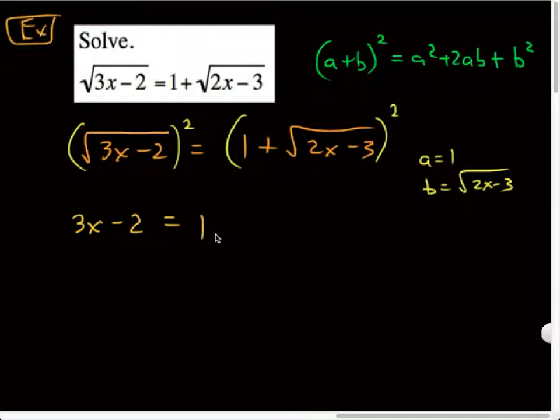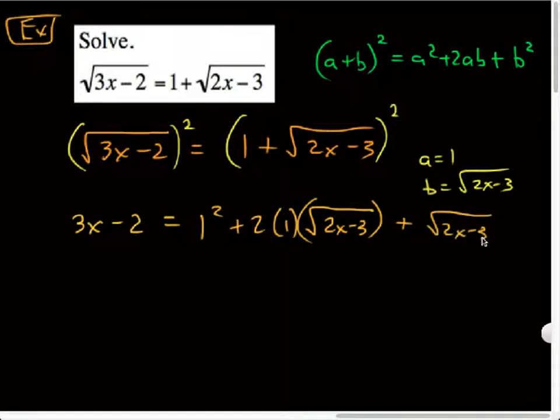So 1 squared is 1, I'll write the squared, why not? Plus 2 times 1 times the square root of 2x minus 3, plus the square root of 2x minus 3 all squared. All right, so where did I get this? I just directly plugged a's and b's into this pattern. Did I make a mistake?